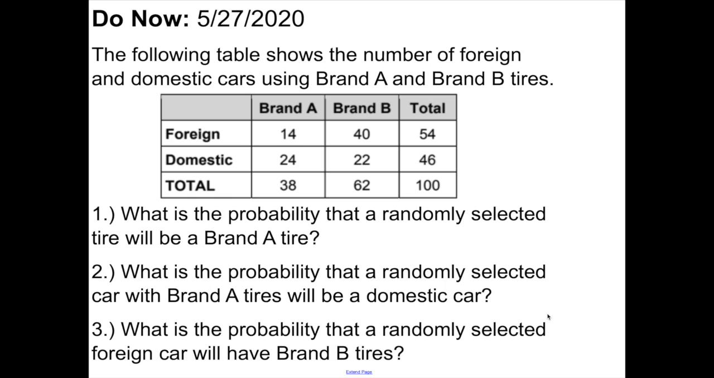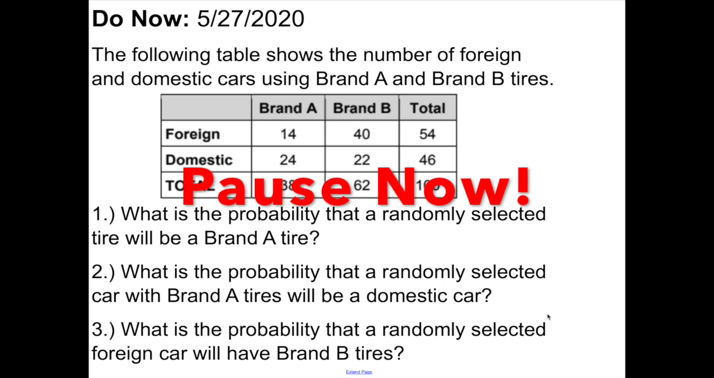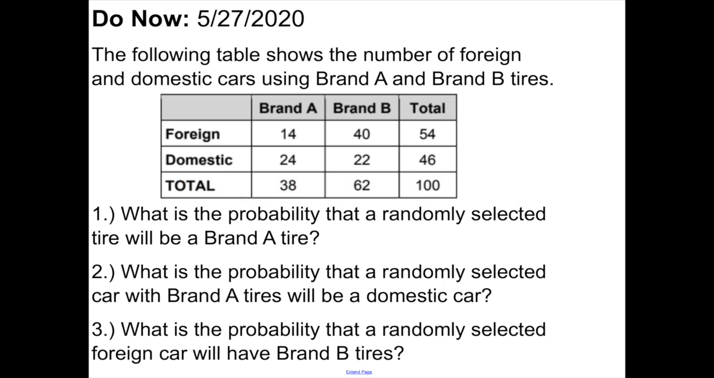What I need you to do is pause the video. Use this table, assuming it's a representative sample, and that you are choosing a tire completely randomly, and that every single possible tire you could choose has an equal probability of being chosen. Pause the video, find these three probabilities, then when you're ready, unpause, and I'll show you what I got. All right, let's see what we got.